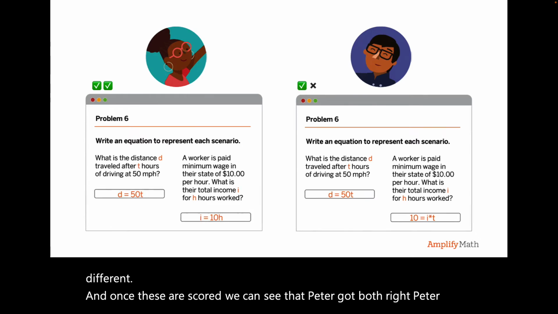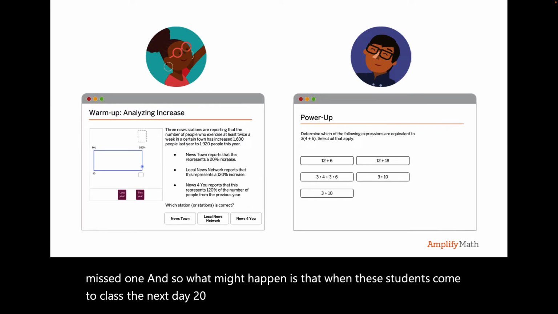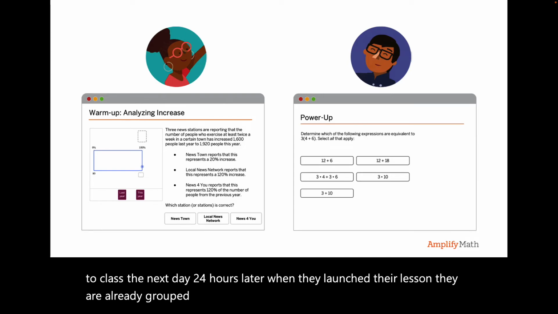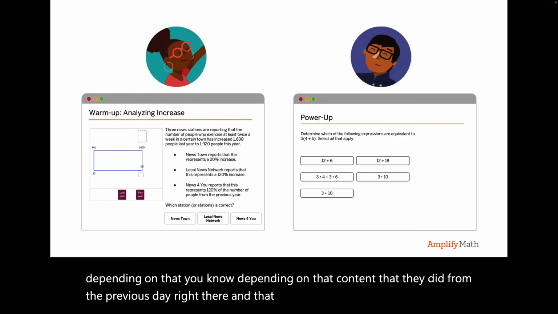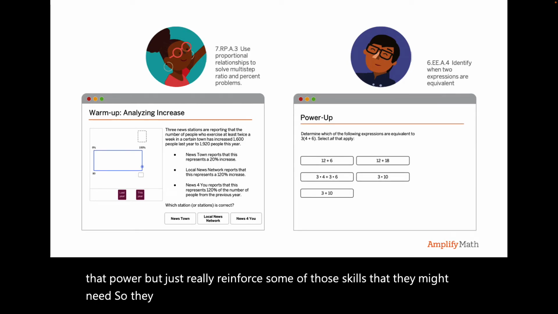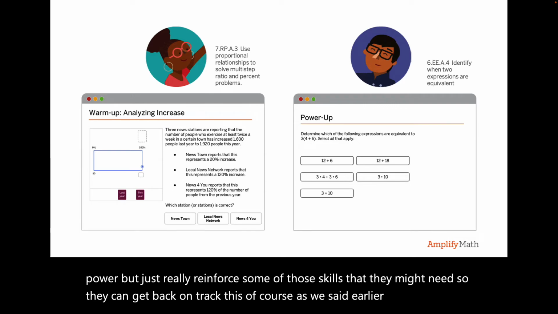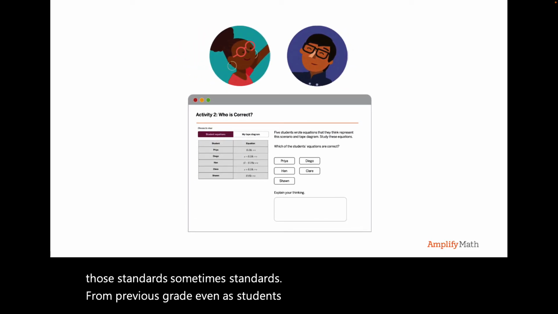And so what might happen is that when these students come to class the next day, 24 hours later, when they launch their lesson, they are already grouped in either a warm-up group or a power-up group, depending on that content that they did from the previous day right there. And for that student that needs that power-up, it will really reinforce some of those skills that they might need so they can get back on track. This, of course, as we said earlier, meets those standards, sometimes standards from a previous grade even, as students really build that comprehension and knowledge.